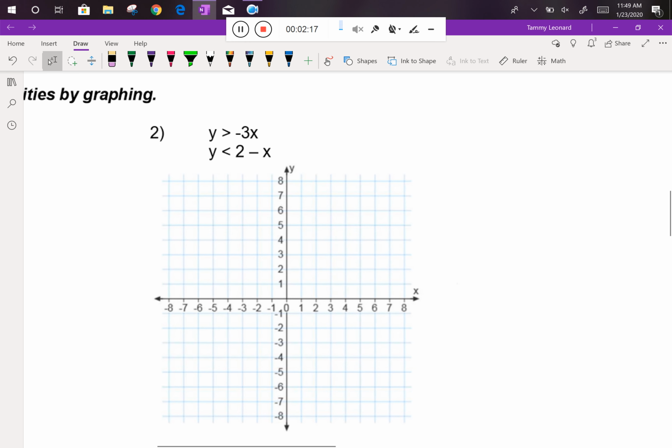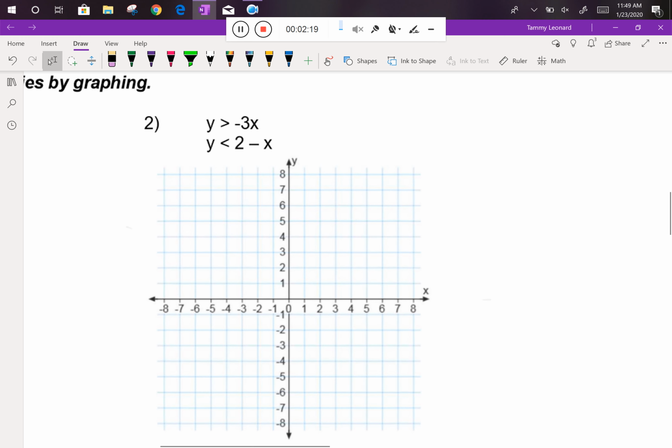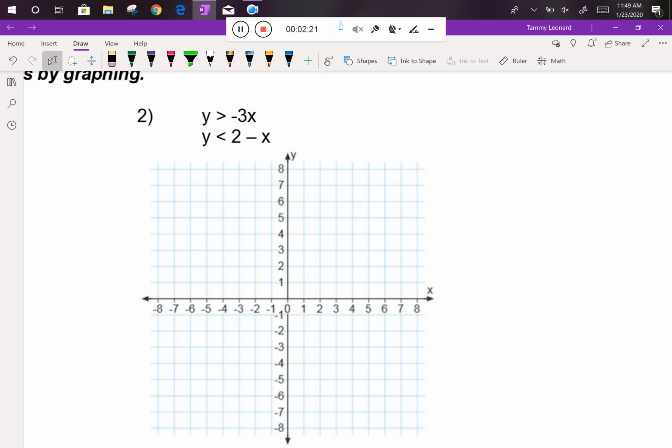In number 2, we have one kind of nice and straightforward, y equals mx plus b. We've got a slope of -3, and we're starting at the origin. So we're going down 3/1 from the origin and up 3 back 1 from the origin. This time it's a dashed line because there's no or equal to.